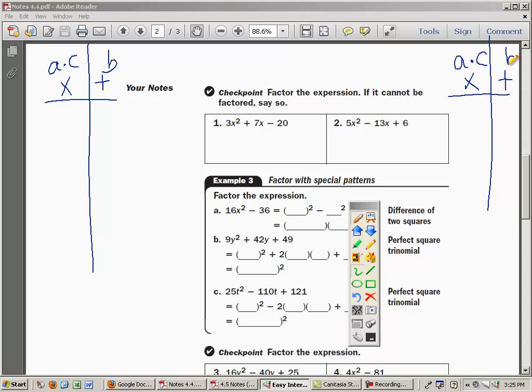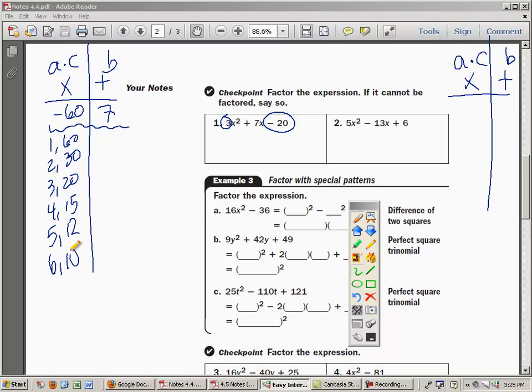All right, so in number 1, we need a product of negative 20 and 3. So the product of negative 20 and 3 is negative 60, right? So I need two numbers that multiply to negative 60 that add to 7. Now, there's a lot of factors of 60, guys. 1 and 60, 2 and 30, 3 and 20, 4 and 15, 5 and 12, and 6 and 10.